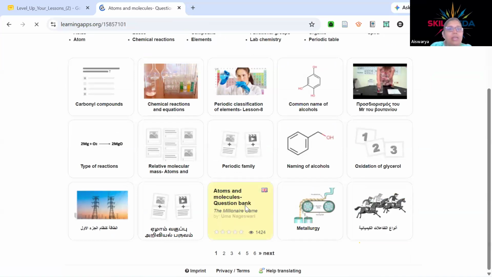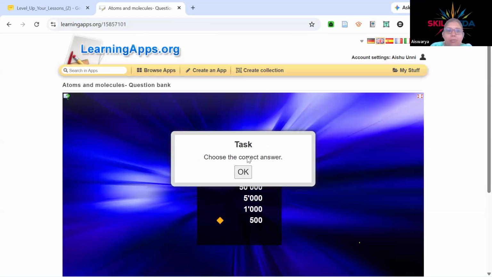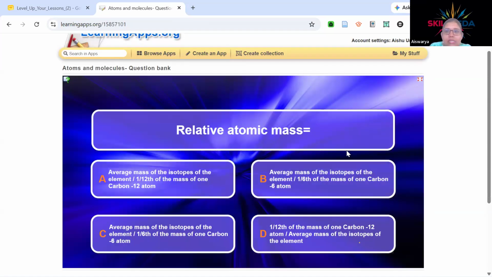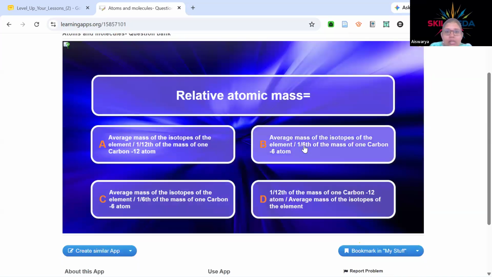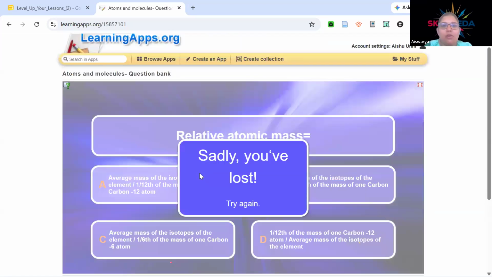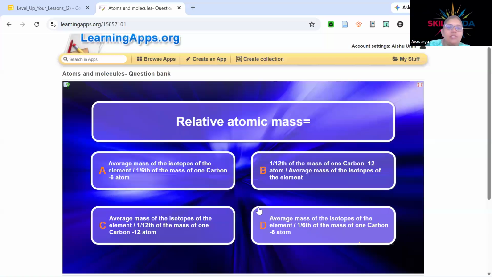See, this is like a millionaire game. I know you all must have seen millionaire kind of games. If you want to play, you can use this to show your students relative atomic mass. So what is this? If it is correct, it is green. Sadly, you have lost, try again. Each question carries some amount of money, like 500,000, 10,000.